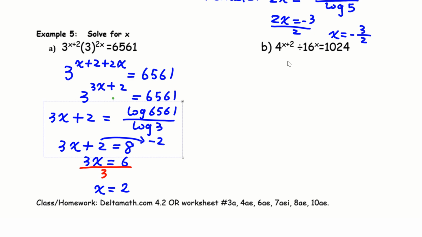And the next one is a little bit challenging because they don't have the same base. So first, we need to combine them into one single power. We need to change them to the same base. And we are going to try to change the base to the smaller number. So 4 and 16, we could change them to 4. So 4 to the exponent x plus 2, divided by 16, which is 4 times 4, is 4 squared.